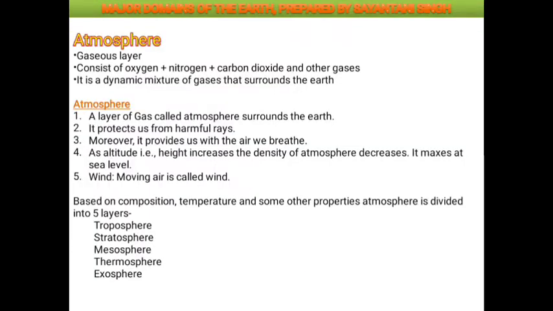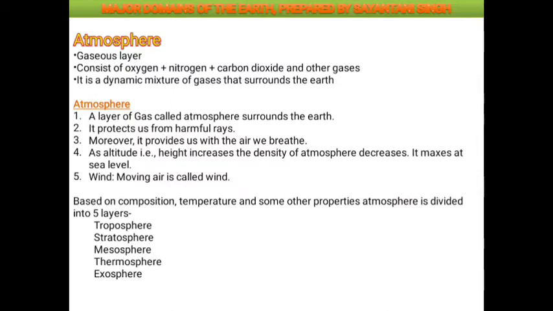Next one is the atmosphere. Atmosphere is related to gas. It is the gaseous layer. It consists of nitrogen, oxygen, carbon dioxide and other inert gases, such as helium, neon, xenon, krypton, etc.